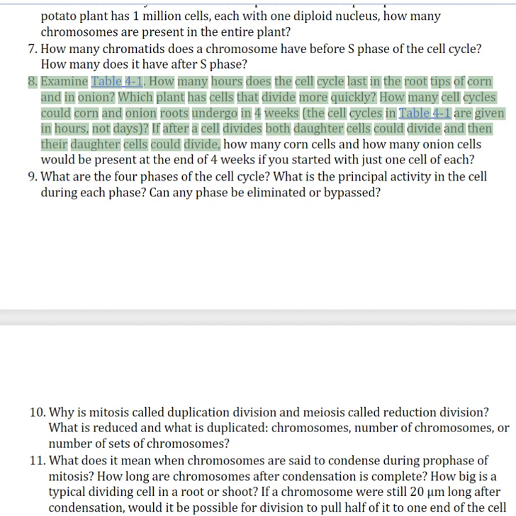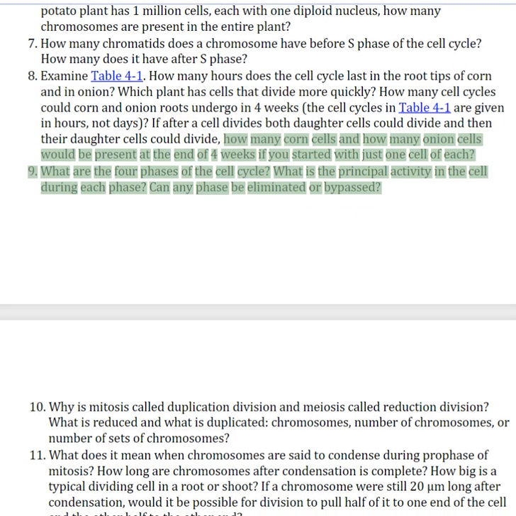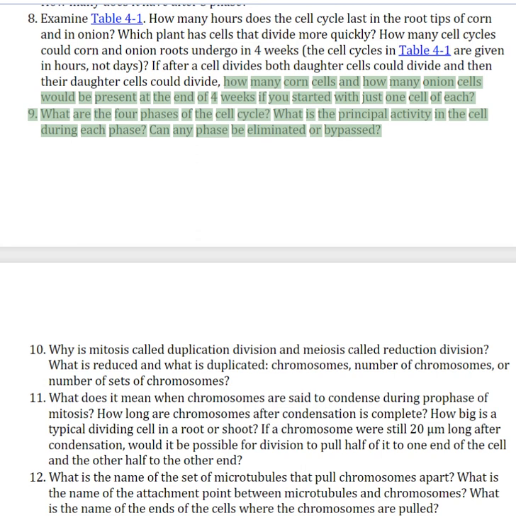If after a cell divides, both daughter cells could divide and then their daughter cells could divide, how many corn cells and how many onion cells would be present at the end of 4 weeks if you started with just one cell of each? 9. What are the 4 phases of the cell cycle? What is the principal activity in the cell during each phase? Can any phase be eliminated or bypassed?